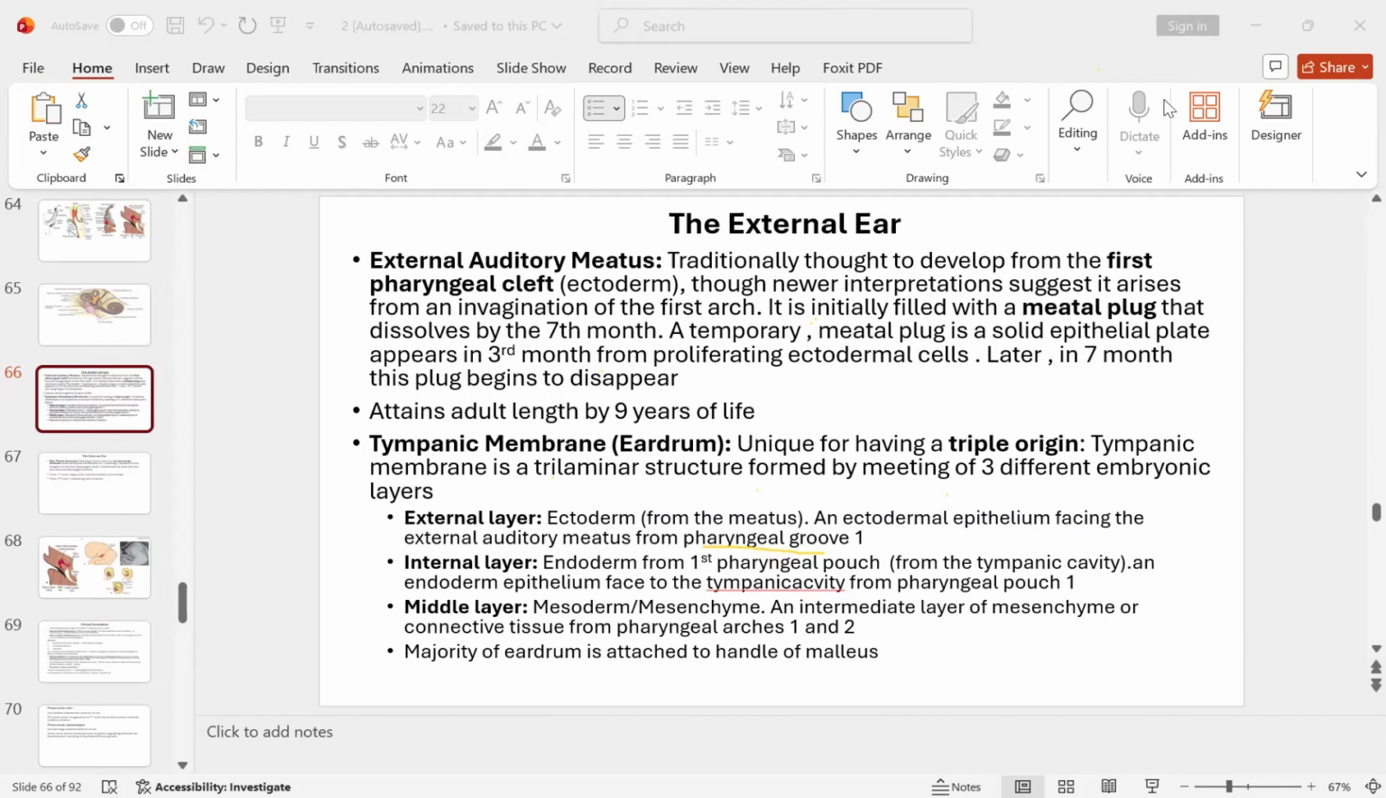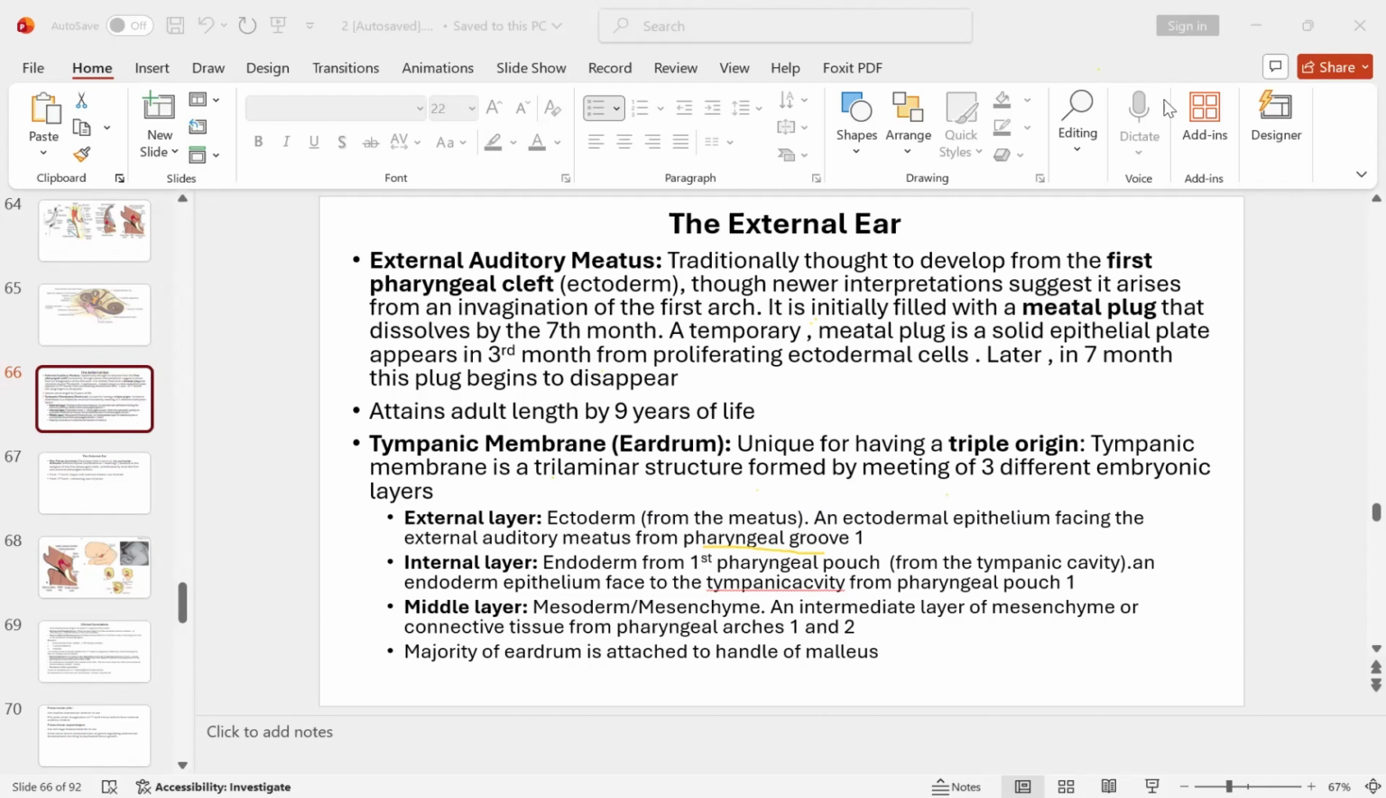So let me now summarize the process for the development of external ear. We know that the external ear is made up of three parts. Number one, the pinna. Number two, external auditory meatus. And number three, the tympanic membrane. The pinna is derived from the pharyngeal arch 1 and pharyngeal arch 2. The pharyngeal arch 1 is giving rise to the tragus of the pinna, and pharyngeal arch 2 is giving rise to the remaining part of the pinna. The external auditory meatus of the external ear is derived from the first pharyngeal cleft. Initially, it is filled with meatal plug, but that plug dissolves by the seventh month of pregnancy.